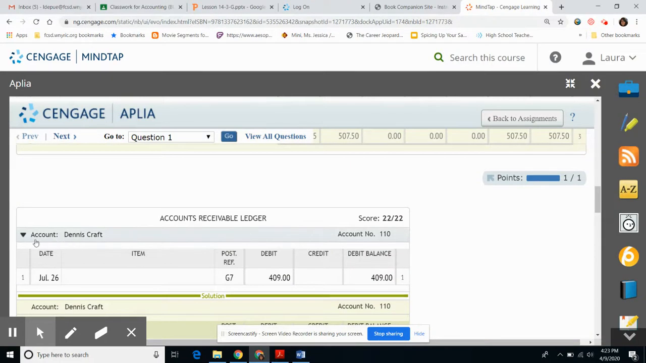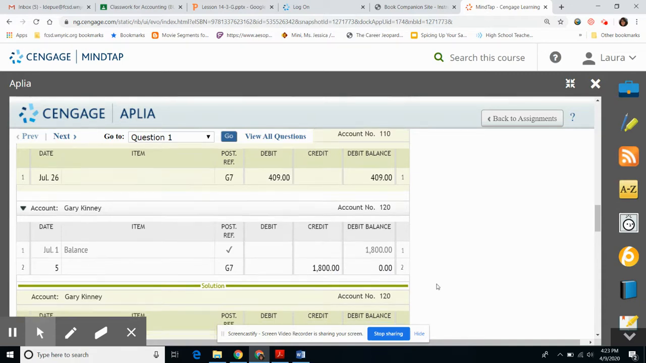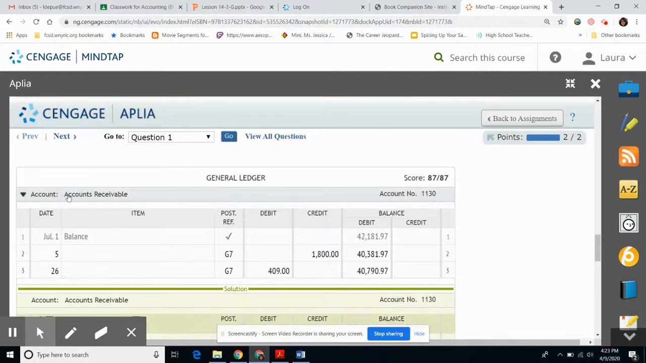The first one is the accounts receivable ledger for Dennis Kraft. This was the July 26th entry from the general journal of $409 for the debit, and just carry that into the balance column. Gary Kinney, he had an original balance of $1,800. On July 5th, then we had a credit of $1,800, so that balances out to 0. And then the accounts receivable under the general ledger, we have 2, both from the general journal. The normal balance for accounts receivable is debit, so debits will increase it, credits will decrease it. So just make sure you have the correct numbers here in those columns.